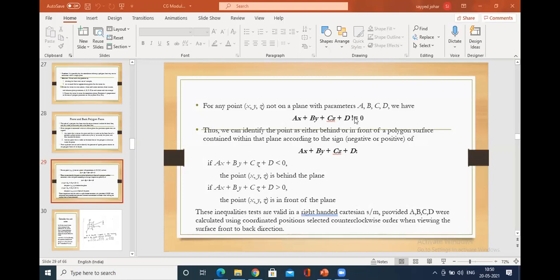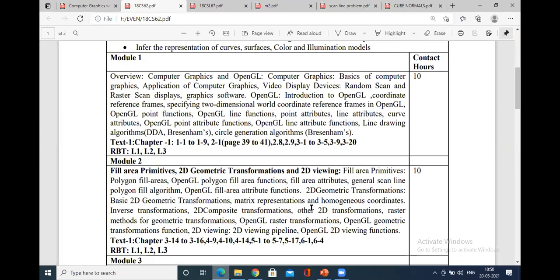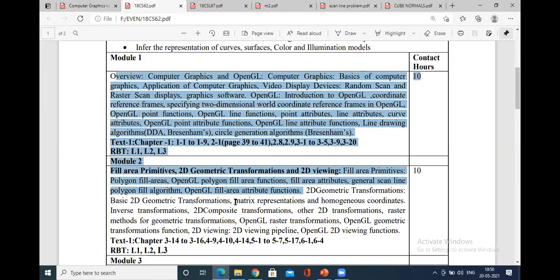Yes, let me continue. Hope all of you have joined. So I was talking about the concepts. I was just showing you the syllabus, what all the things we have covered, and this is the final syllabus till here for your internals. This is the complete 1.5 module till OpenGL fill area attribute functions.